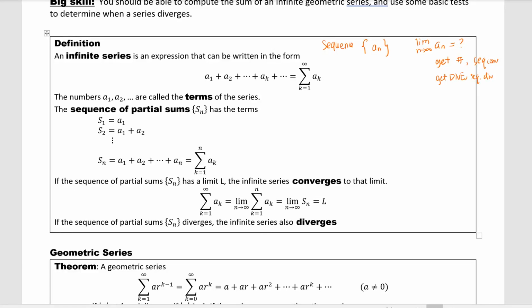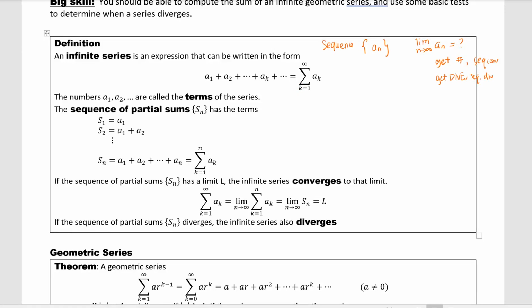Okay, so what is a series? An infinite series is an expression that can be written in the form a1 plus a2 plus a3 and so on. So you're adding all the terms in the sequence. It's a sum of all the terms in the sequence, and the numbers a1, a2 are called the terms of the series. And you can see here k is the index. This is the summation notation: sum k from 1 to infinity of a sub k.